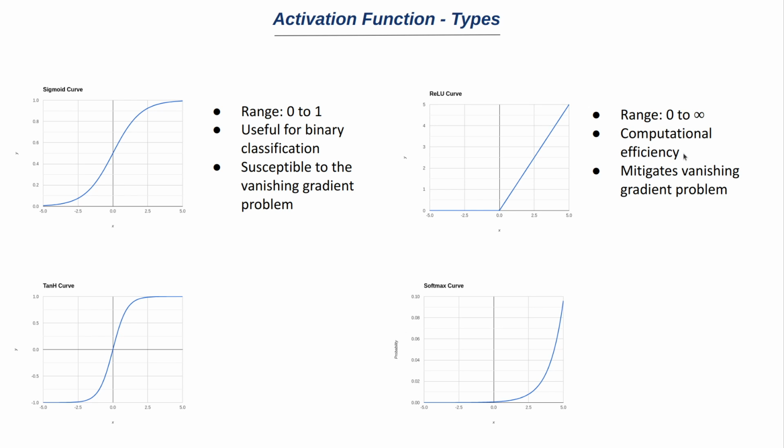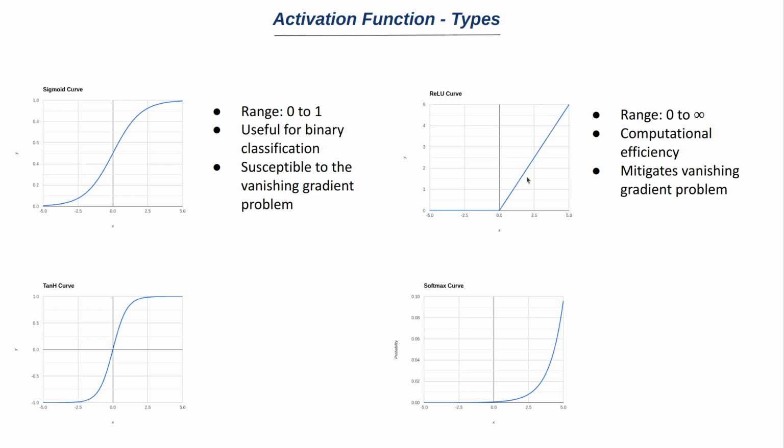It's going to fasten your training process. Let's say you use a sigmoid activation function in some of the neurons, and instead you use a ReLU, it's going to take less time, and it's computationally efficient as well. And this mitigates the vanishing gradient problem, because in a ReLU the gradient is constant. Gradient is nothing but the slope.